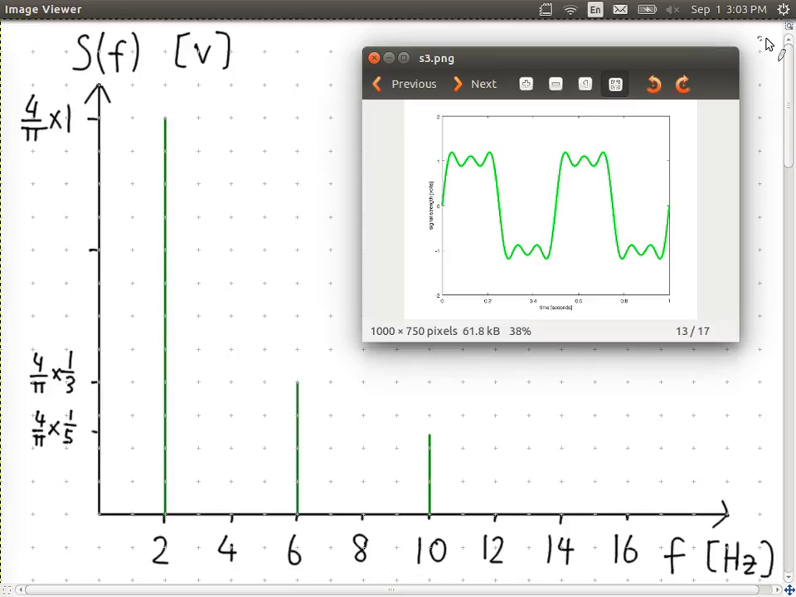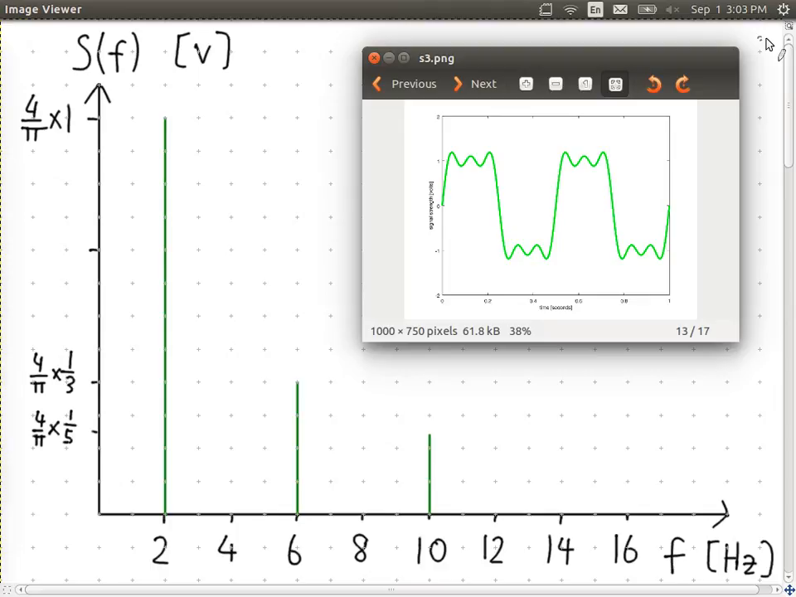Two plots of the same signal. This one here is the signal in the time domain. Time on this axis, signal amplitude on the vertical axis. Same signal, just different viewpoints. This is the signal in the frequency domain. Frequency on the horizontal axis and peak amplitude of each component on the vertical axis.